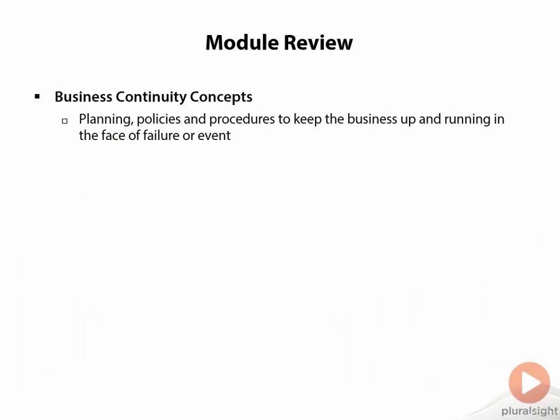Okay, module review. In this module, we talked about business continuity concepts. We talked about the planning, policies, and procedures necessary to keep that business up and running in the face of a failure or an event. And again, it doesn't necessarily have to be something catastrophic like a meteor coming out of the sky. It could be a sprinkler head, or it could be some type of catastrophe within the C-level or executive management of the company. It doesn't necessarily have to be strictly hardware or infrastructure. It could be personnel as well.